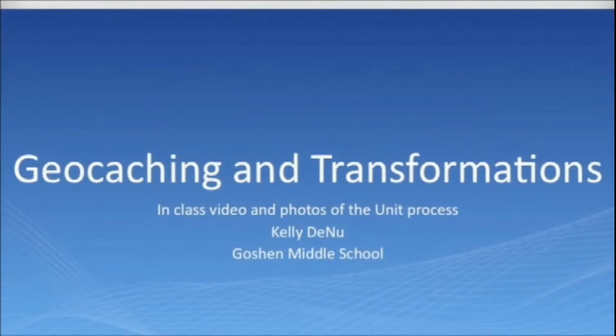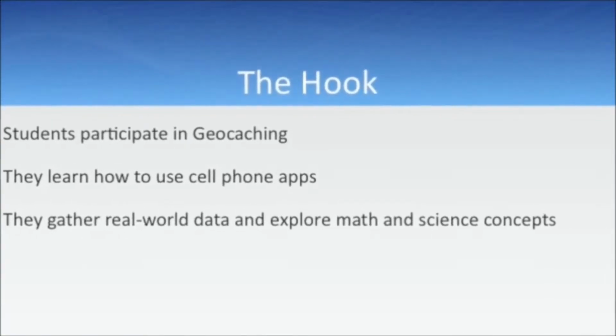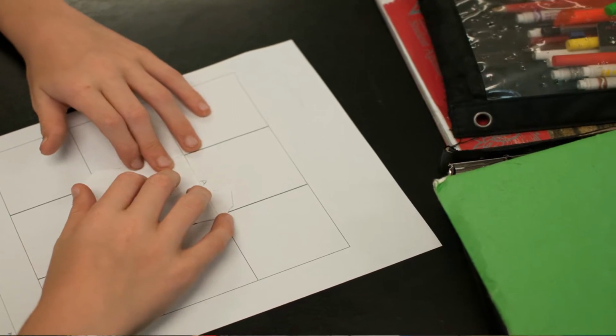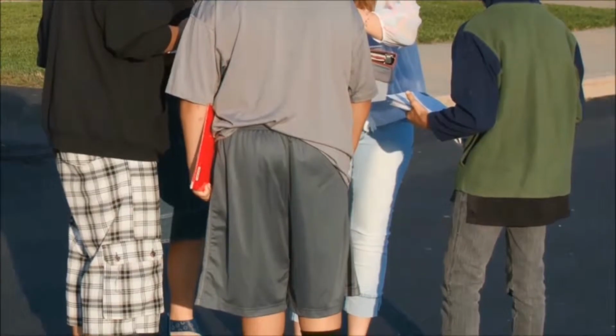This unit covers transformations, which is a math expectation for 8th graders. Using geocaching as a hook, the challenge requires students to make a coordinate grid using reflections, rotations, and dilations of a polygon to map locations.